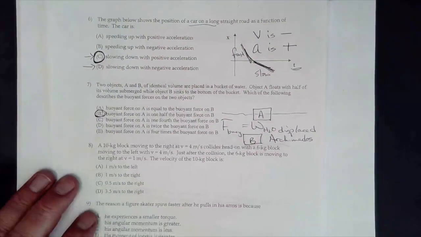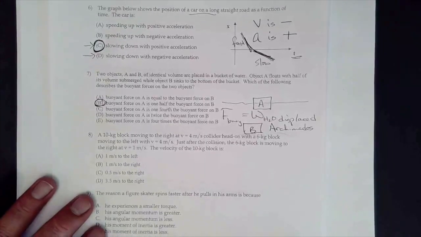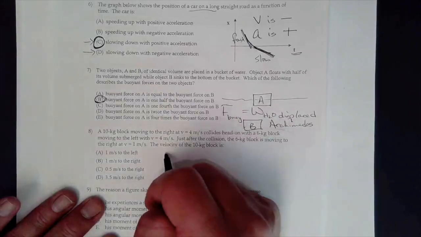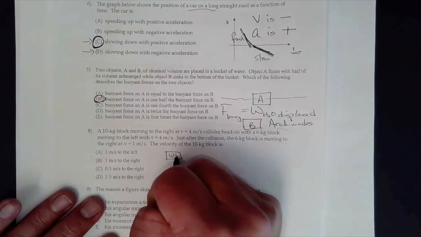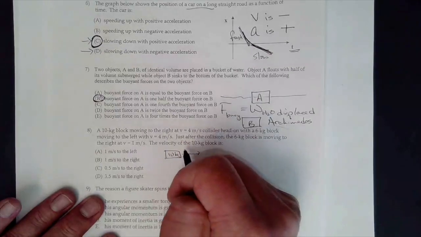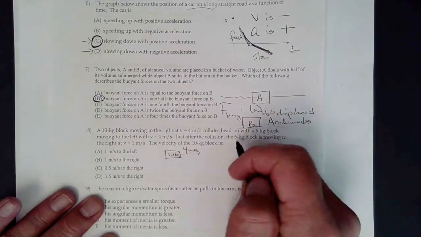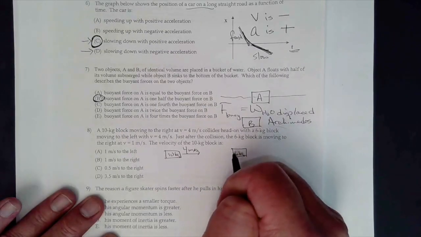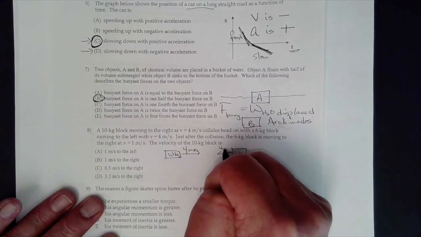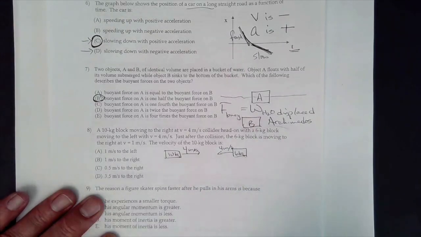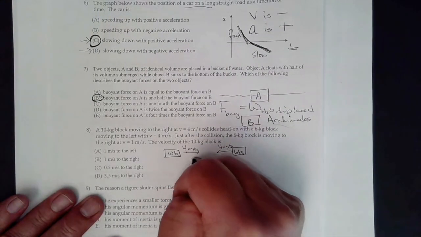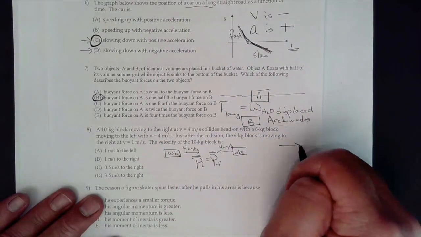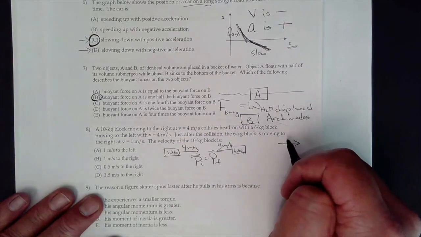We have here a collision problem. We have a 10 kilogram block moving to the right at 4 meters per second, and it collides with a 6 kilogram block that is also at 4 meters per second, but to the left. And we're going to conserve momentum as we do on all collisions. Since this is a vector equation, we need a coordinate system.